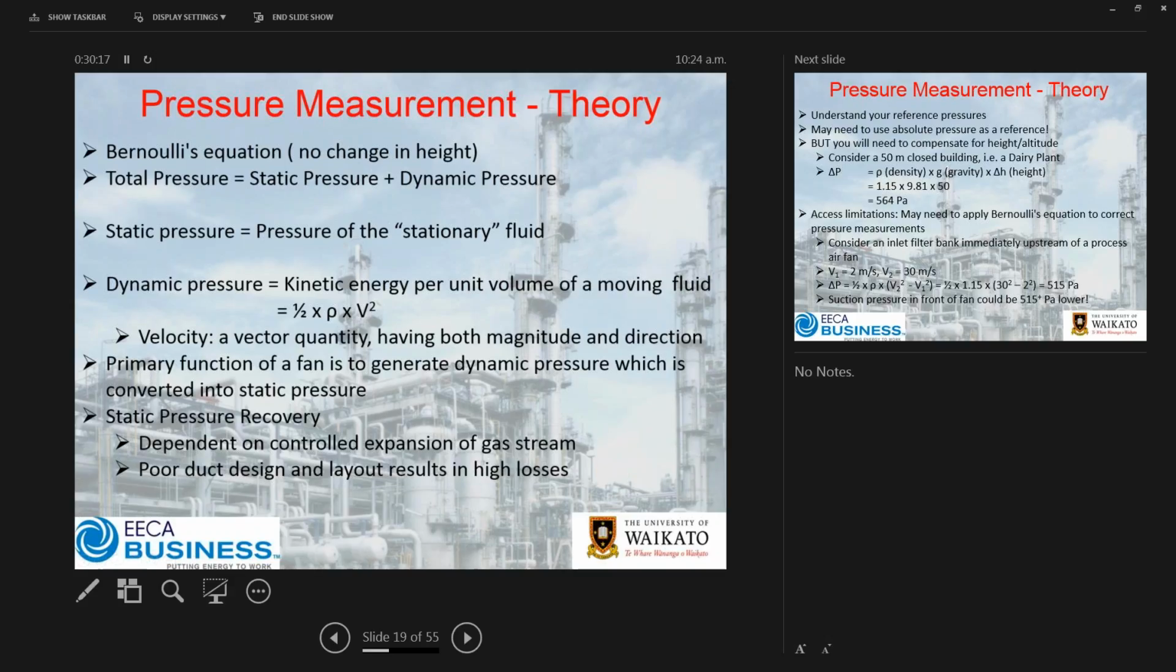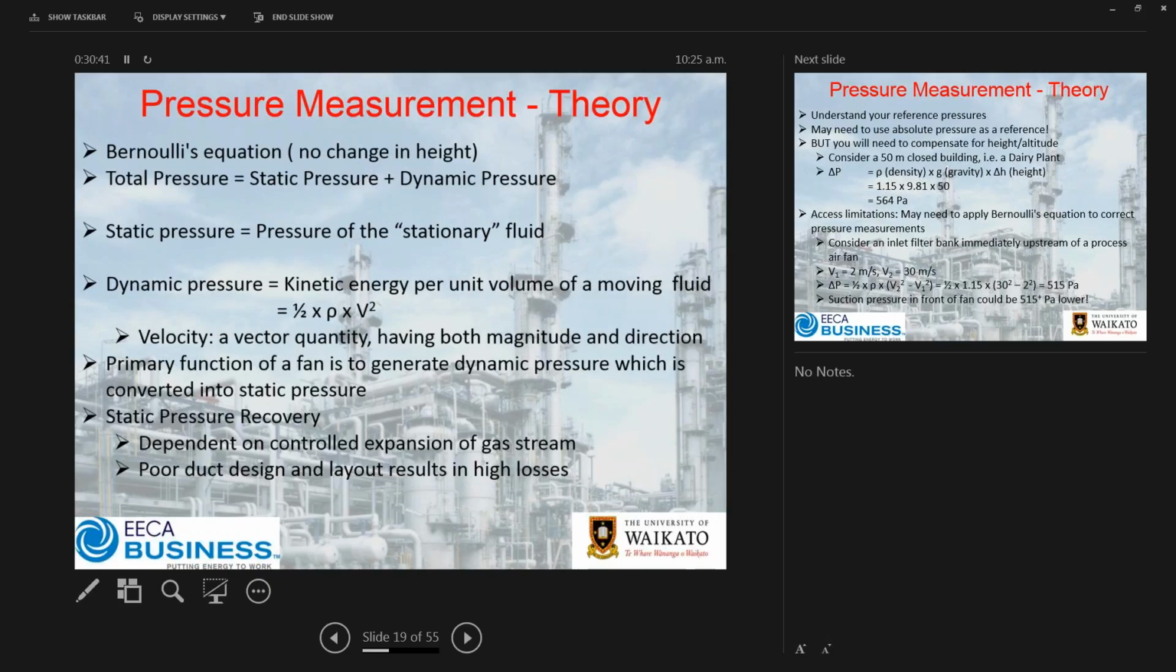Now of course static pressure is defined specifically as the pressure of the stationary fluid, and then the dynamic pressure is the kinetic energy per unit volume of the moving fluid, and most of us will be familiar with that being half rho v squared, rho being density and v obviously the velocity. Now you'll notice that that's going to change with temperature, obviously as density of whatever gas we're using is going to change.